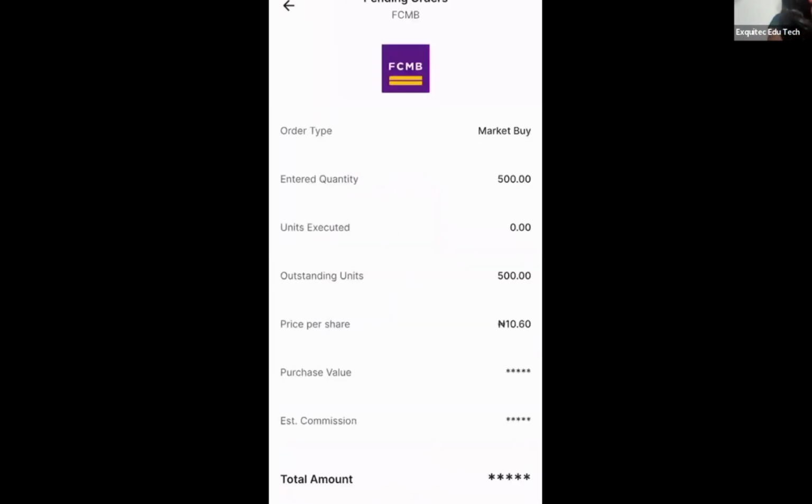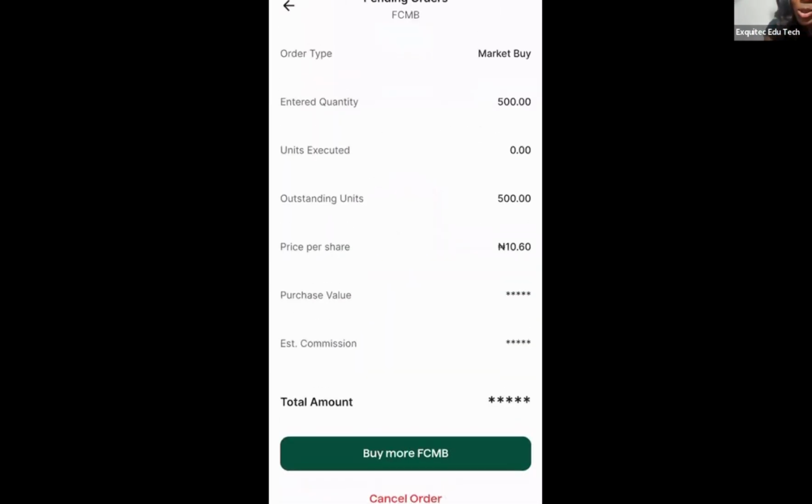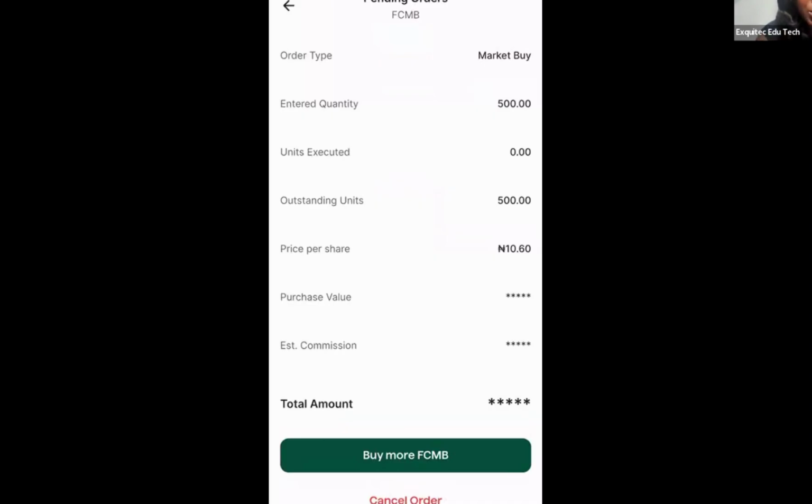And then you click view order details. Because of the balance, that's why you can't see the purchase value, the commission, or the total amount. And if at any point you say, okay, I don't want to buy it, you can easily click cancel order. Especially now that it did not take place since the market is not open. The market is going to open tomorrow morning, so I can easily cancel this order.